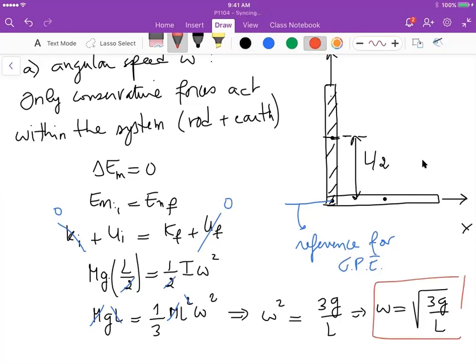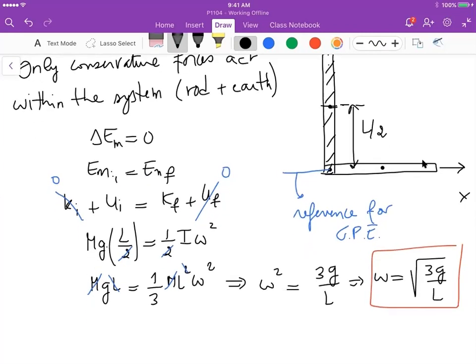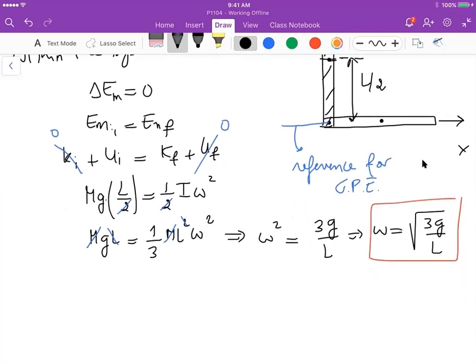So this is omega. This was about part A. So we end up with the angular speed given by square root of 3g divided by L. Now, in part B, it is asking about the magnitude of its angular acceleration. So how much is the angular acceleration alpha? This is the question. Part B, the question is how much is alpha?